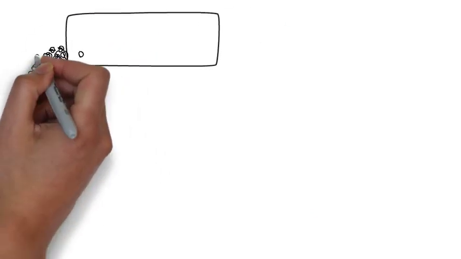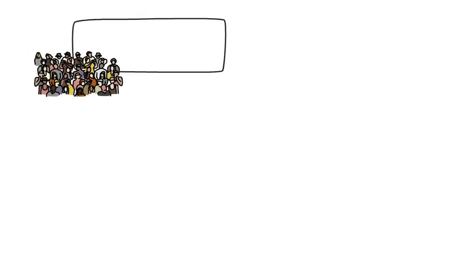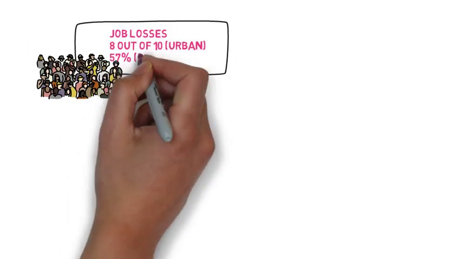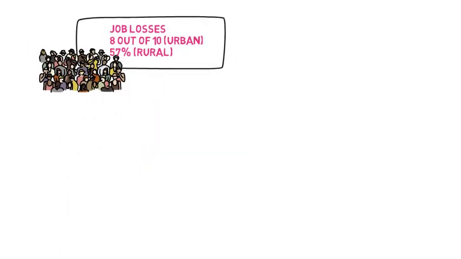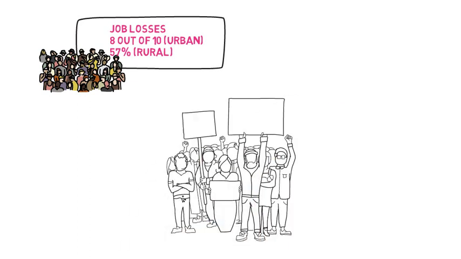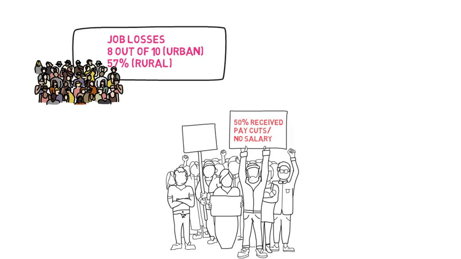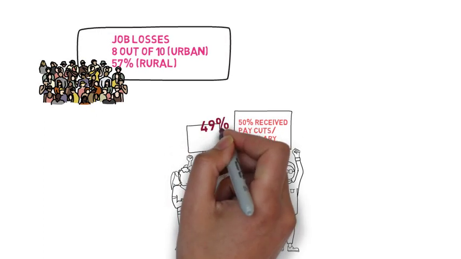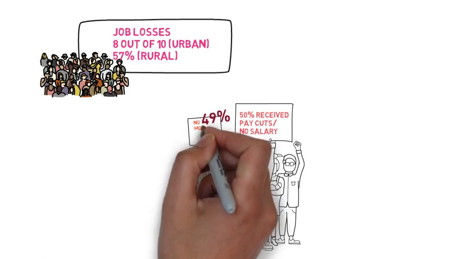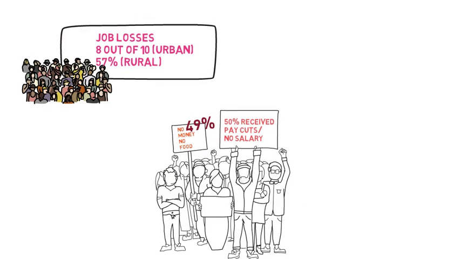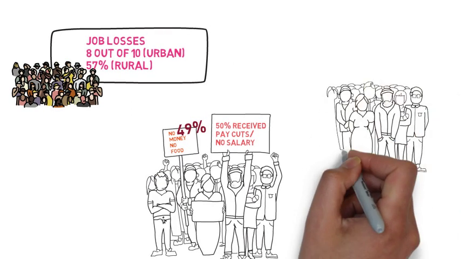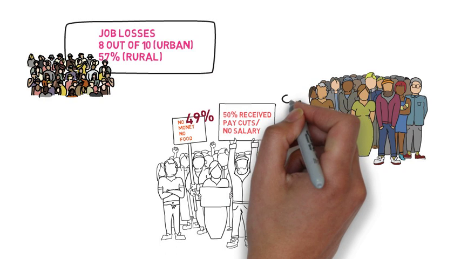Another survey by Azim Premji University finds 8 out of 10 workers in urban areas and 57% in rural areas have lost their employment. Half of salaried workers received a pay cut or no salary, whereas 49% have reported no money to buy even a week of essential items. Self-employed workers saw a drop of 90% in their earnings. For casual workers, this drop was 50%.